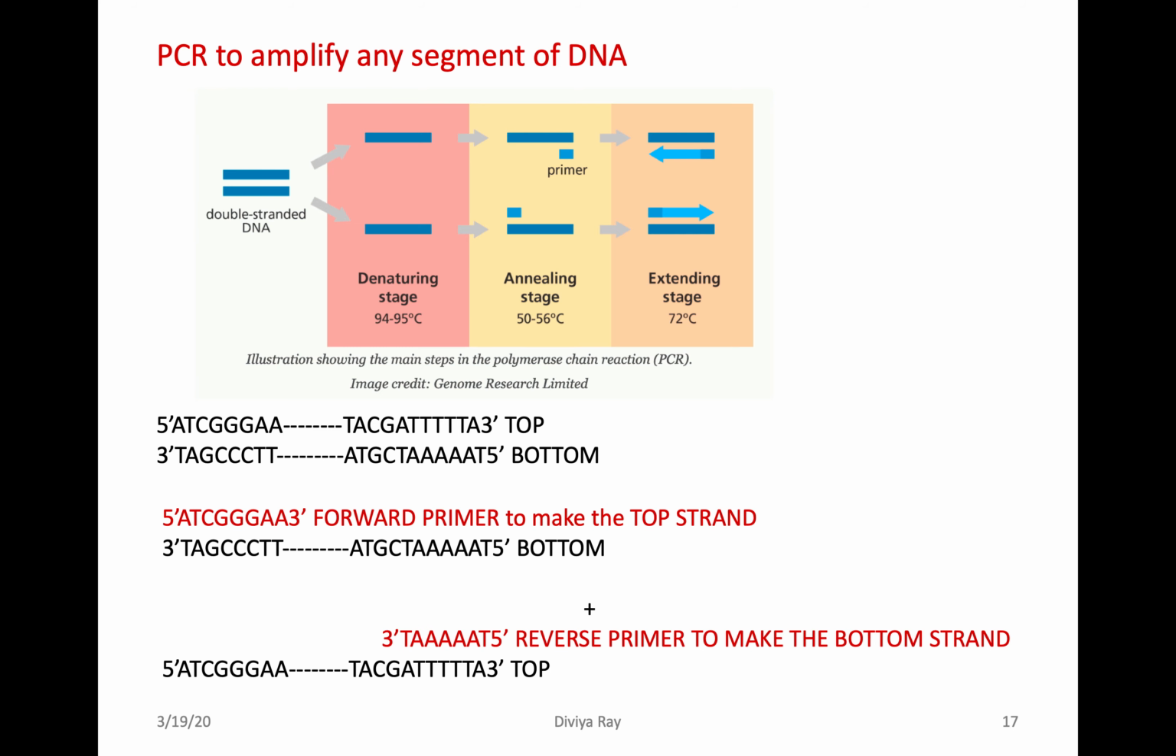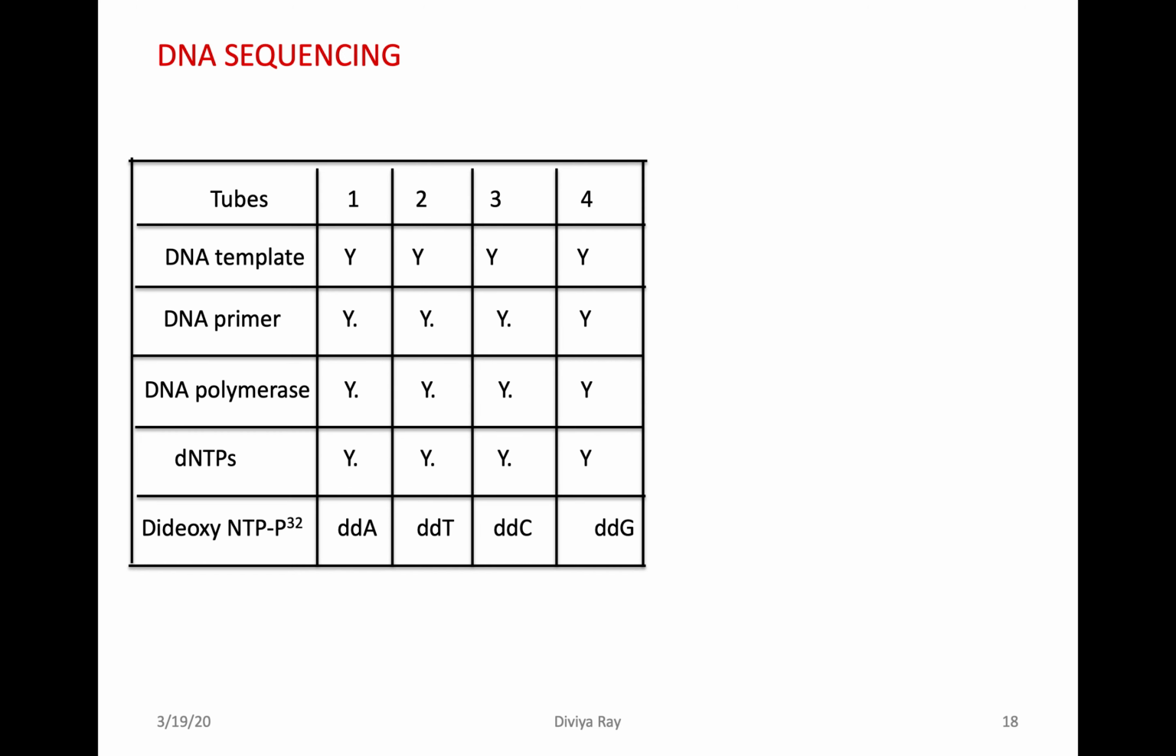So you amplified your fusion cDNA using PCR, but now you want to make sure that nothing went wrong during the PCR amplification. In order to do so, you do a DNA sequencing reaction. So for this, this is the general procedure.